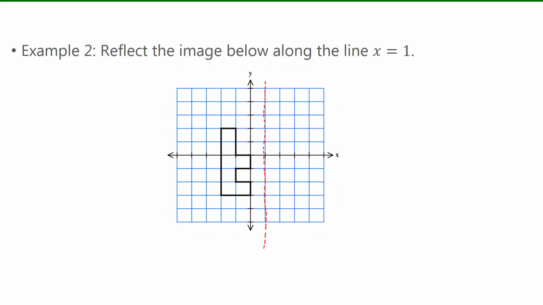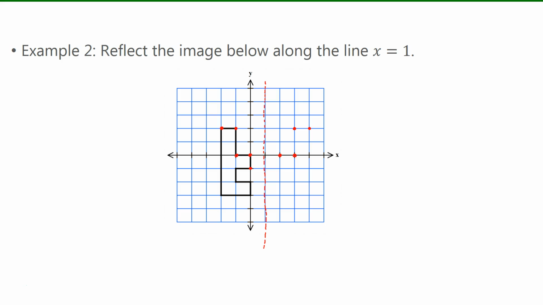So now we'll do the same thing as example 1 and determine how far away each vertex is from the line of reflection. So starting with this point, I count over 2 blocks. It corresponds to this point over here. This point is 3 blocks away. So that's right here. Then this point is 1 block away. This one's 2 blocks away.